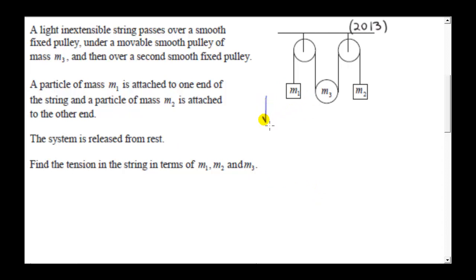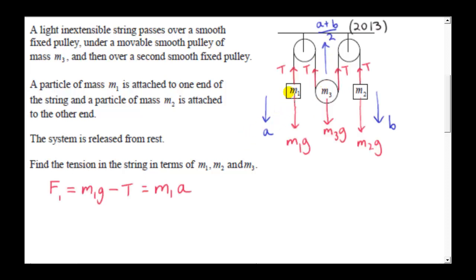Okay, so let's assume that M1 moves down with acceleration A, M2 moves down with acceleration B, and M3 will move up with acceleration (A plus B) over 2. Okay, we saw that previously. The acceleration of the middle mass is the mean of the accelerations of the outer 2, although I've reversed the accelerations for this example. In this case we are removing string from the center of the system. Like before, all the tension forces are the same. So let's get the force on M1. Downwards is positive for M1, that's the direction of the acceleration, so the resultant force is M1g minus T equals M1a.